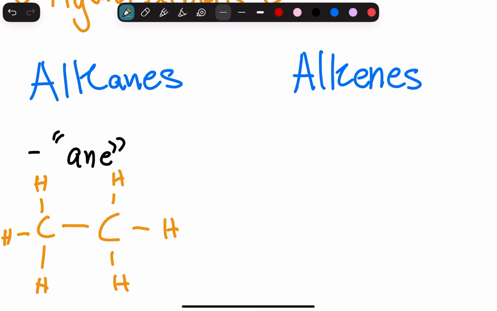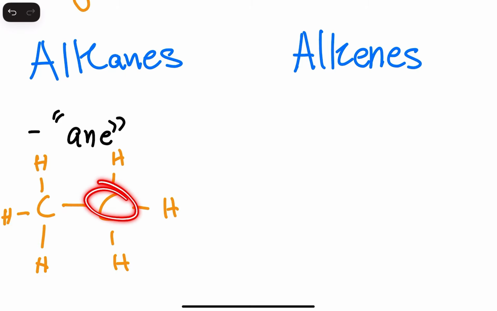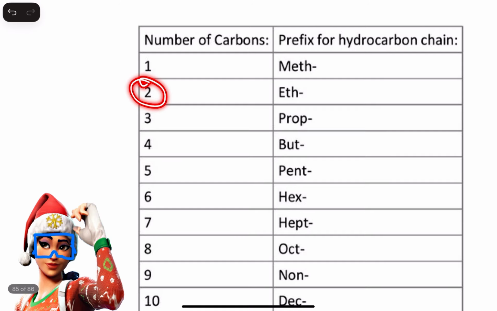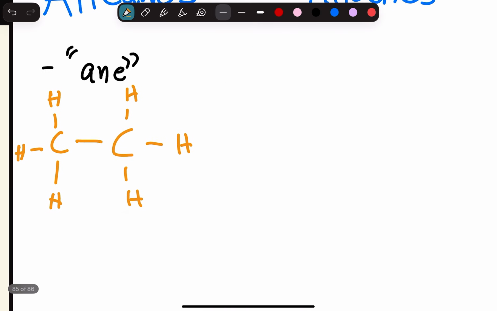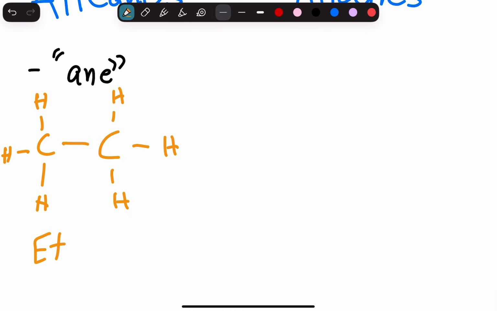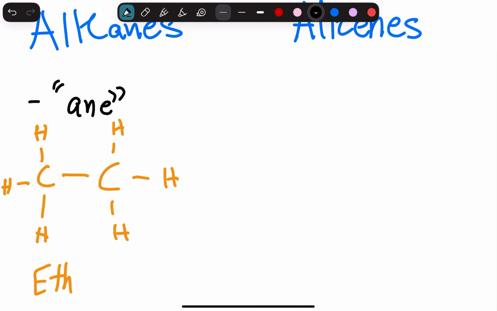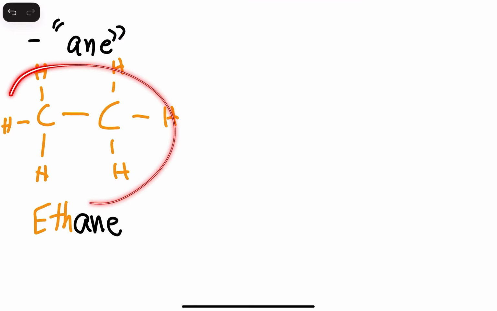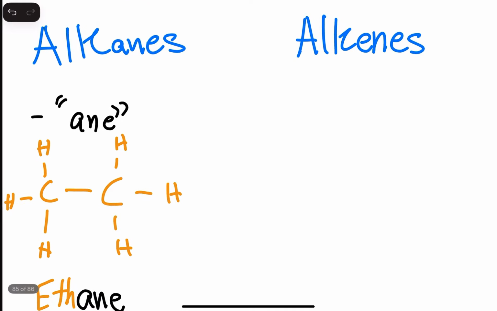So with this one, when we want to know what name it is, we're going to count how many carbon atoms we have. So we have 2 carbon atoms. We go up here, and we see 2 uses the prefix eth. So we know that this is going to be eth. And since all alkanes have the ending ane, we're going to end it with ane. So we know that this compound is called ethane. So that's an alkane.